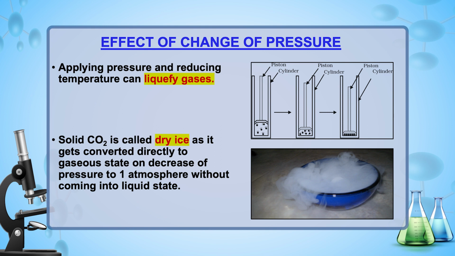Thus, we can say that pressure and temperature determine the state of a substance, whether it will be solid, liquid or gas. Atmosphere is a unit of measuring pressure exerted by a gas. The unit of pressure is Pascal. 1 atmosphere is equal to 1.01 into 10 raised to the power 5 Pascal.